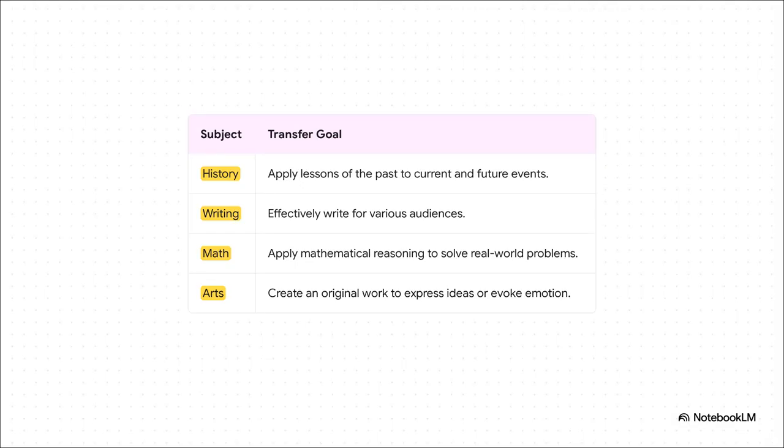So what does this actually look like? Well, for a history class, a transfer goal isn't about memorizing dates. It's about using lessons from the past to understand today. For math, it's about applying mathematical thinking to solve actual problems. You see how these are big, ambitious goals? They're all about long-term application. This right here becomes the North Star for your entire unit.